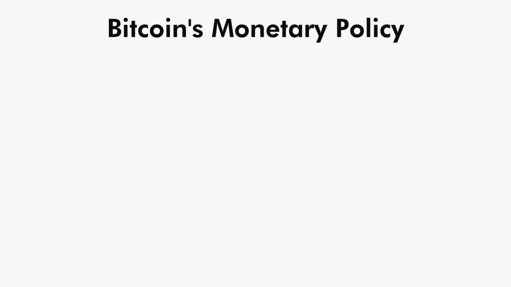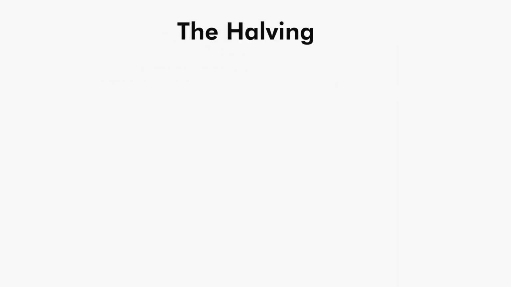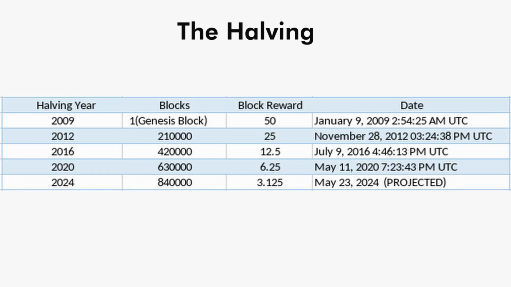Bitcoin's monetary policy consists of mainly two parts. The first one is the halving and the second one is block frequency. Now let's see what the halving is all about. This halving principle states that the number of Bitcoin released per block into the system is halved once 210,000 blocks are mined. This is equivalent to around 4 years, so you can say that every 4 years the number of Bitcoin released per block is halved.